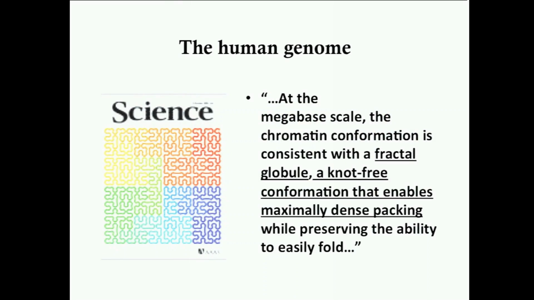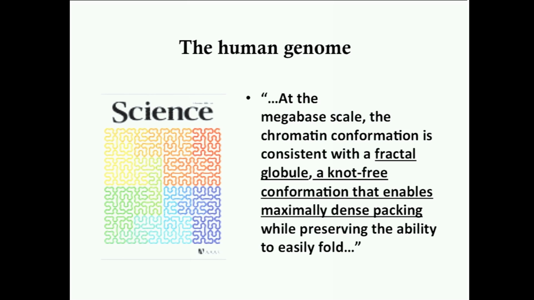All right, so we've been saying all along that if you have a curve in a confined volume, then the DNA is going to be knotted with probability 1. And then this paper came out in Science, from the people who proposed the Hi-C method. And they said, well, at the megabase scale, chromatin conformation is consistent with a fractal globule. I'll define that in a minute. And it's a knot-free conformation that enables maximal dense packing, right? So I've been telling you that it has to be knotted, and here you have a discovery in Science telling you that it's not knotted. All right, so let's see what's going on.